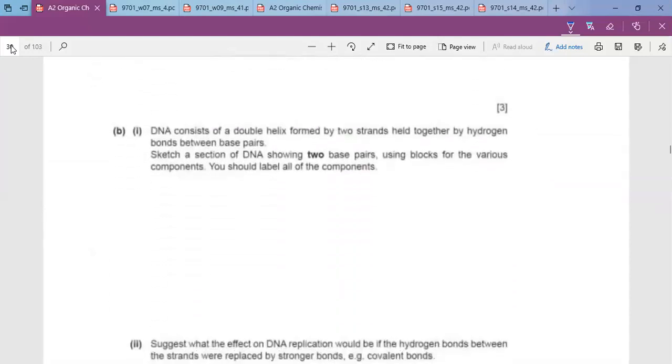Again, DNA consists of a double helix formed by 2 strands held by hydrogen bonds. Sketch a diagram showing 2 base pairs. Blocks, components. Okay? 2 base pairs means AT, adenine and thymine, guanine and cytosine.